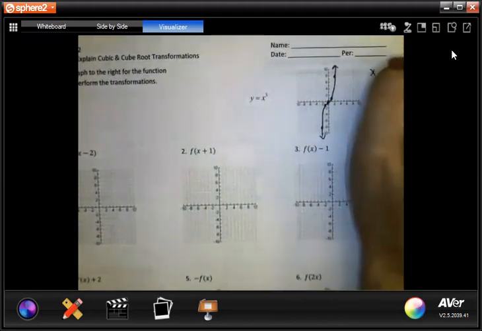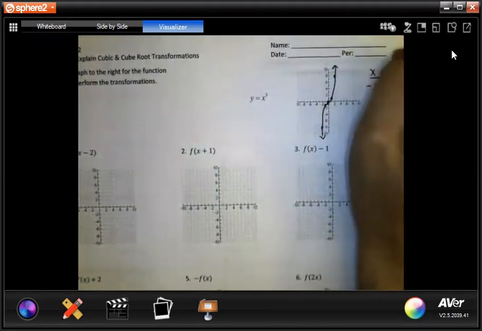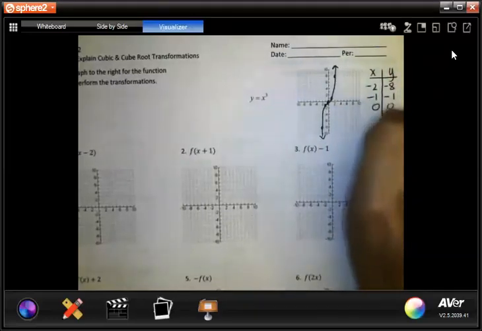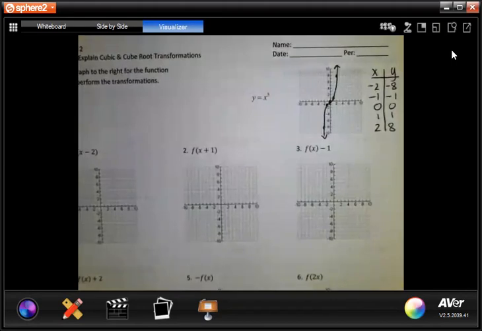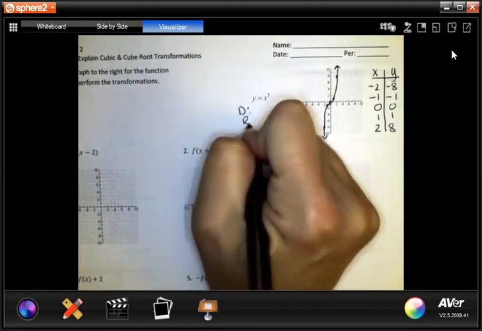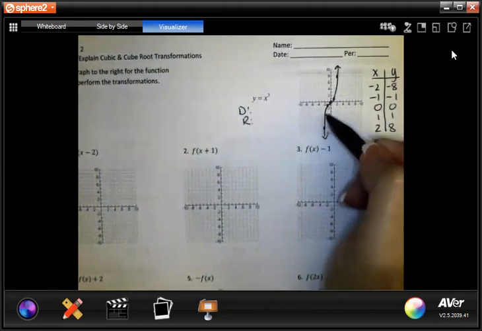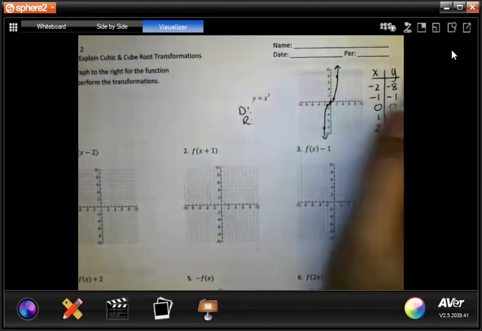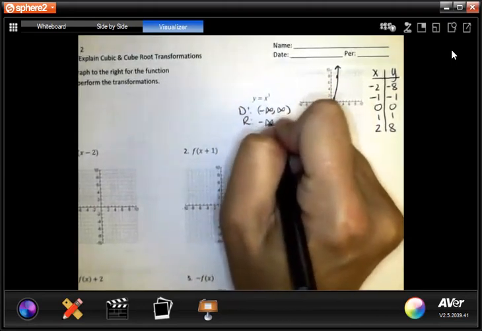I'm going to go ahead and write those key points off to the side here so that you have those. That was (-2, -8), (-1, -1), (0, 0), (1, 1), and (2, 8). The domain and range of this is an easy one because it is all real numbers. As it comes from the left, it is coming from negative infinity, and it goes all the way to the right where it goes to positive infinity. So negative infinity to infinity.